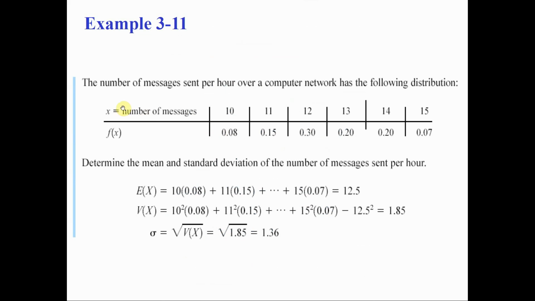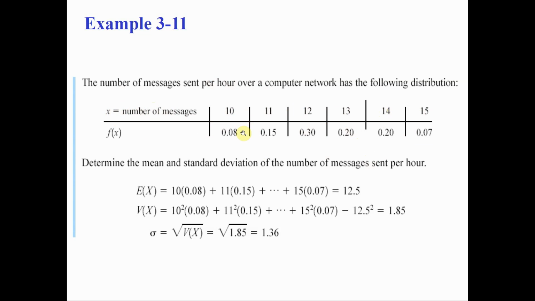The next example says the number of messages sent per hour over a computer network has the following distribution. So we observe a computer network like our university's computer network. It was observed that during 1 hour, the number of messages, which we call X, is either 10 or 11 or 12 or 13 or 14 or 15, each one of them having a probability which is given in the question.